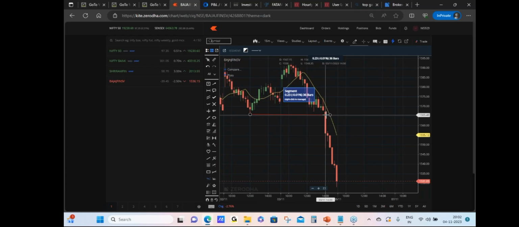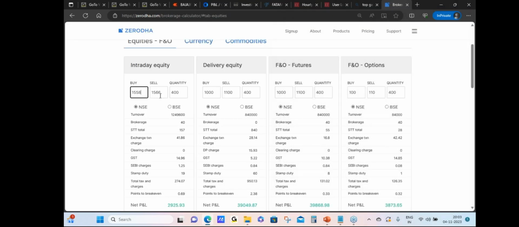8 rupees is your target. Now subtract 8 from 1566. The 0.5% target as soon as we enter is 1558. Okay.